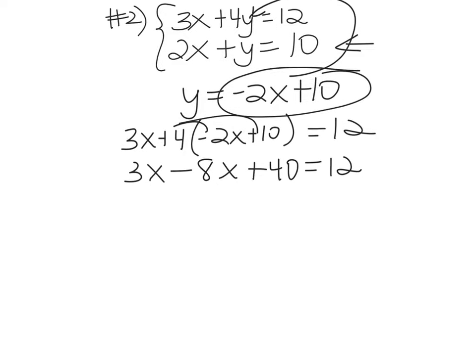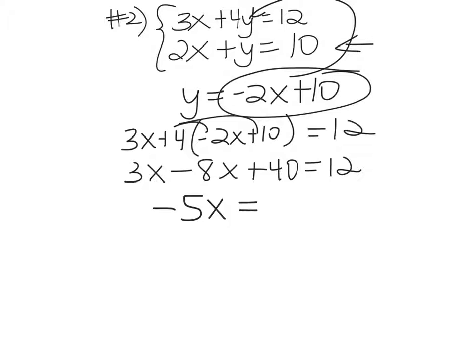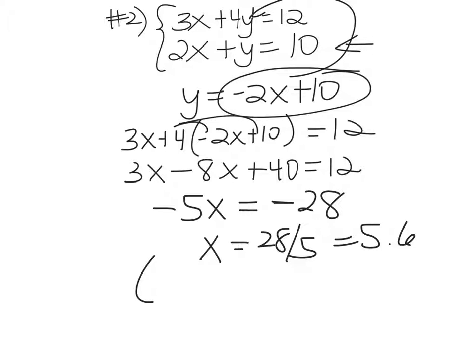Is that where you messed up? If you messed up, maybe it was where you had to distribute, because that's where a lot of people will mess up. So I get negative 5x equals 12 minus 40 is what? Negative 28? Oh. So x is 28 over 5. Did anyone do that on their calculator? What is that? 5.6. Good.